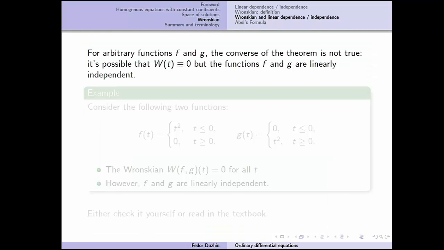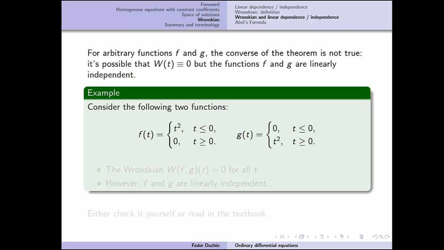Well, in other words, for arbitrary functions, what we know is that if at some point the Wronskian is not 0, then the functions are linearly independent. But is it true that if the Wronskian is 0 everywhere, then the functions are linearly dependent? The answer is no, and here is a counterexample.